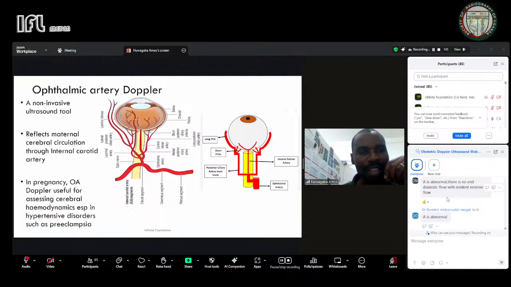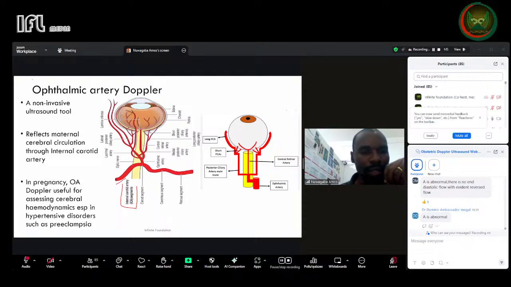We now jump into the ophthalmic artery Doppler, and we know ophthalmic artery Doppler is important because it is a branch of the internal carotid artery, and we know that changes happen during pregnancy. Of course, the ductus venosus is in the fetus, and then for the ophthalmic artery, this is now in the pregnant woman.